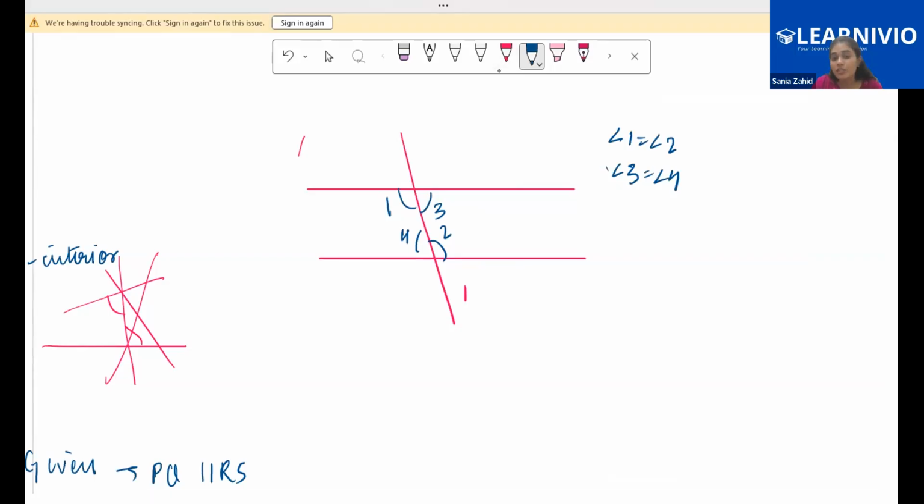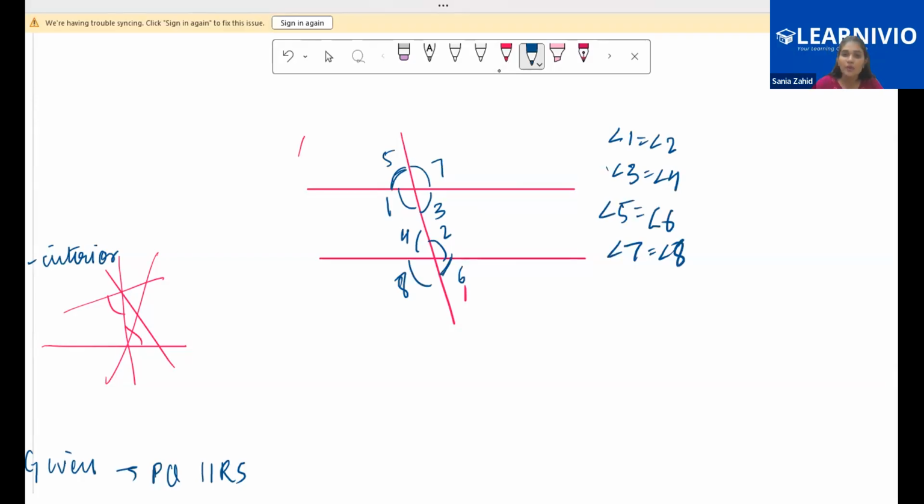Then I have this above angle 1 and below angle 2. These are also alternate, but they are alternate exterior angles. So let's call this 5 and this 6. Angle 5 is also equal to angle 6. And then I have angle 7 and angle 8. Angle 7 is also equal to angle 8 because they are also alternate exterior. Right, children? So we know alternate interior as well as exterior angles are equal to one another.